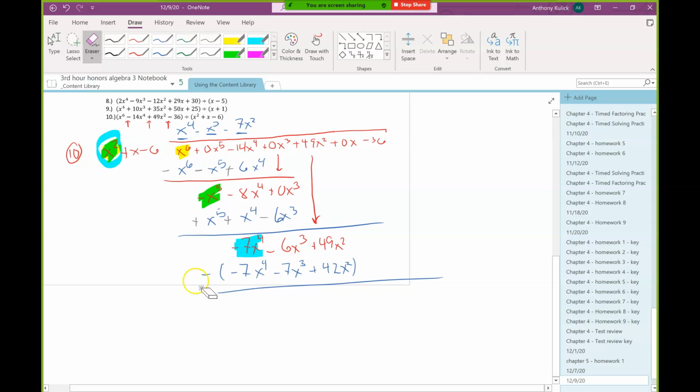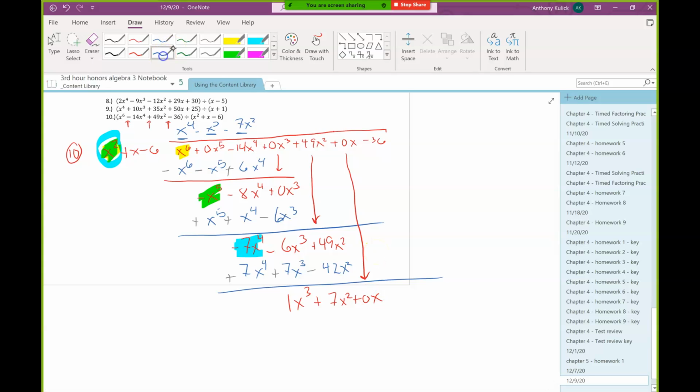Again, let's distribute that negative through, so negative of a negative is positive, negative of a negative is positive, and negative of a positive is negative. And negative 7x to the fourth plus 7x to the fourth is 0. Negative 6x to the third plus 7x to the third is 1x to the third. 49x squared minus 42x squared is 7x squared. And then we'll bring the next term down, and then we go back to the top.